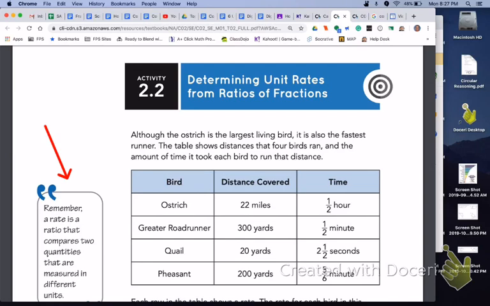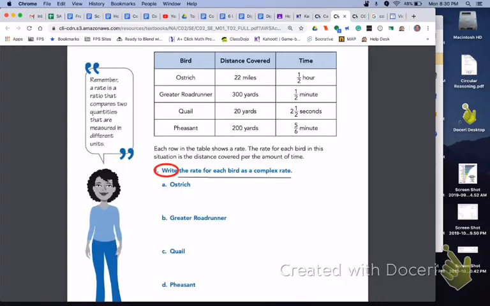Please turn to page 62, activity 2.2, determining unit rates from ratios of fractions. Although the ostrich is the largest living bird, it is also the fastest runner. The table shows distances that 4 birds ran and the amount of time it took each bird to run that distance. Please remember that a rate is a ratio that compares two quantities that are measured in different units. Each row in the table shows a rate. The rate for each bird in this situation is the distance covered per the amount of time. Please answer number 1, letters A through D with your group.